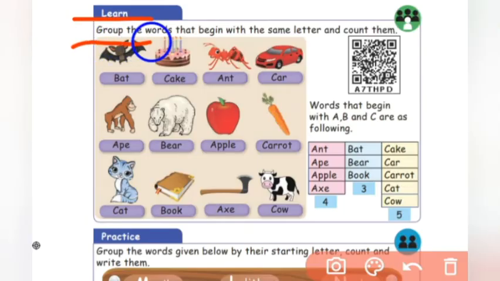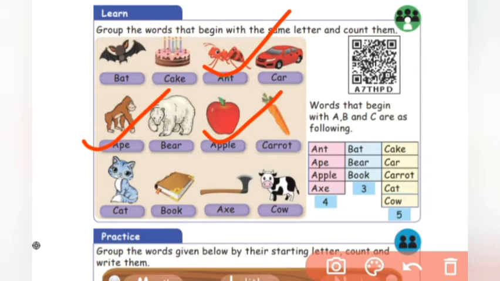Next, group the words with the same letter and count them. You have to write the words that start with the same letter and you have to count the numbers. See, words that begin with A, B, C as following. See, starting with A. Ant, app, apple, axe.